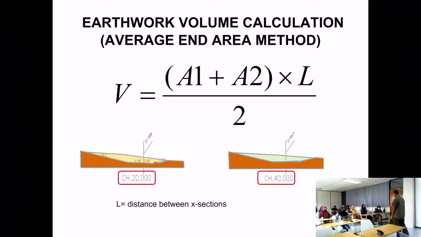This is the area you need to calculate. The same thing, this is the area you need to calculate. A1 plus A2 divided by 2 multiplied by L. So you get the volume between the two chainages. Of course, you have 40 kilometers of road, so there will be a lot of calculation to do.